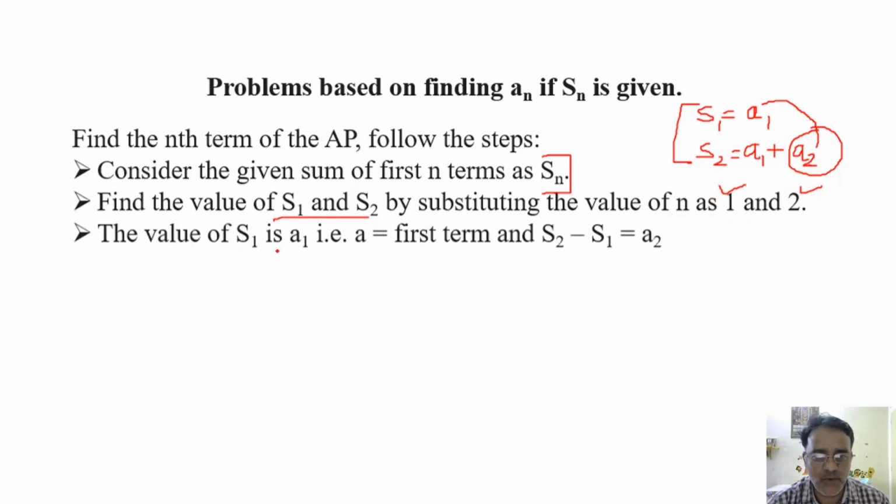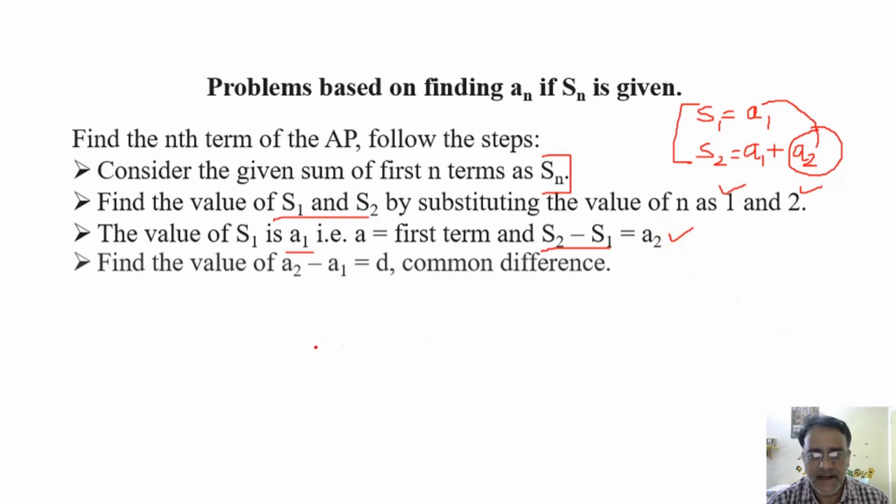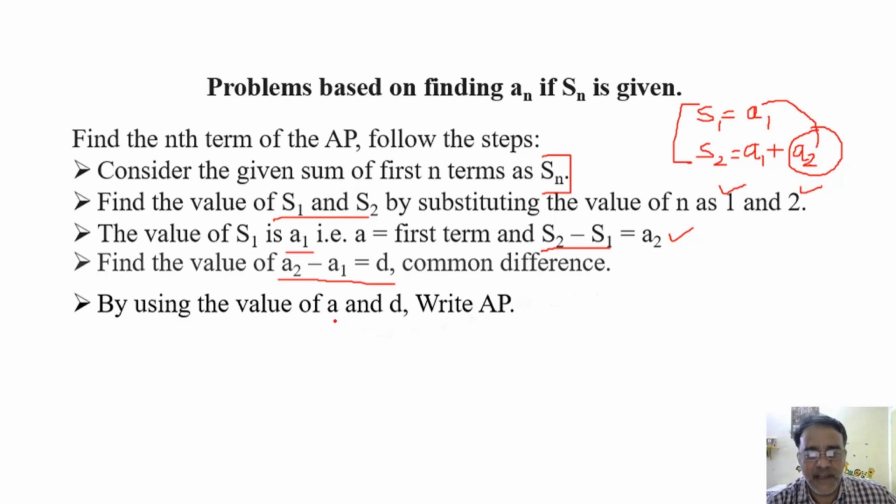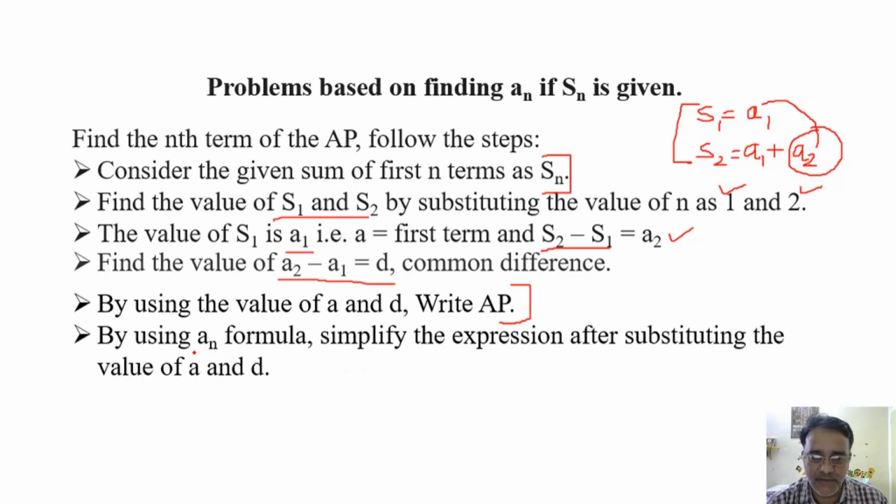The value of S1 is A1, the first term, and S2 minus S1 will give A2. Then you have to find the value of A2 minus A1, that is nothing but the common difference D. After that, by using the values of A and D, you can write the AP if the AP is asked. Otherwise, you can find the nth term by using the AN formula. The AN formula is AN is equals to A plus n minus 1 into D. Simply you have to substitute the values of A and D in that formula.